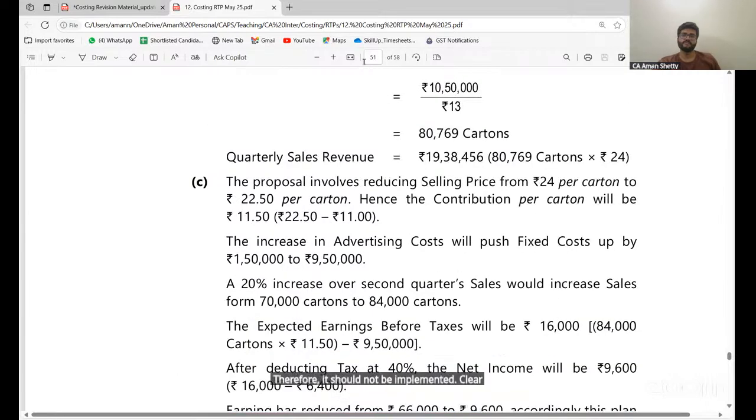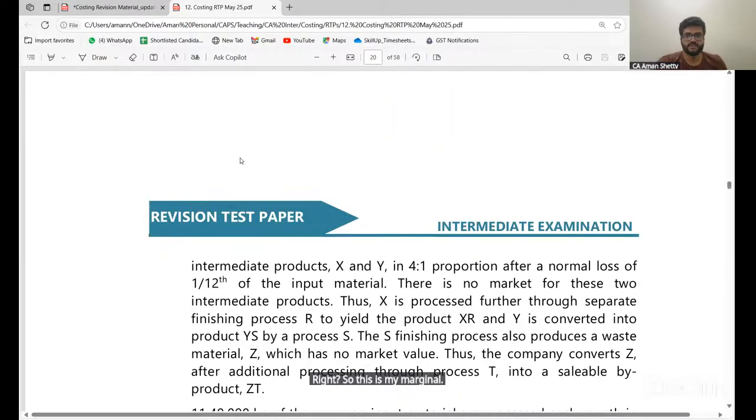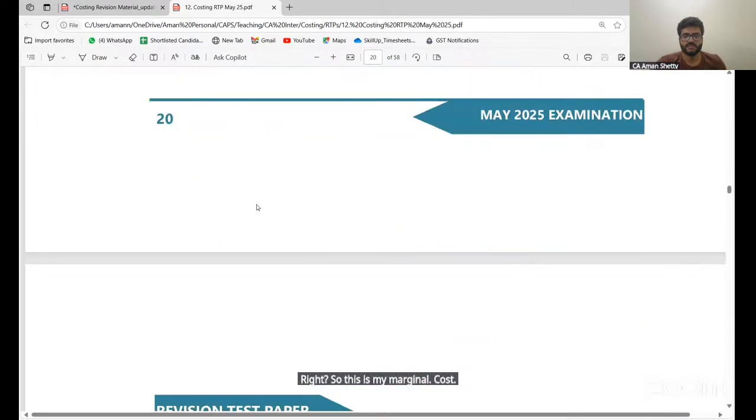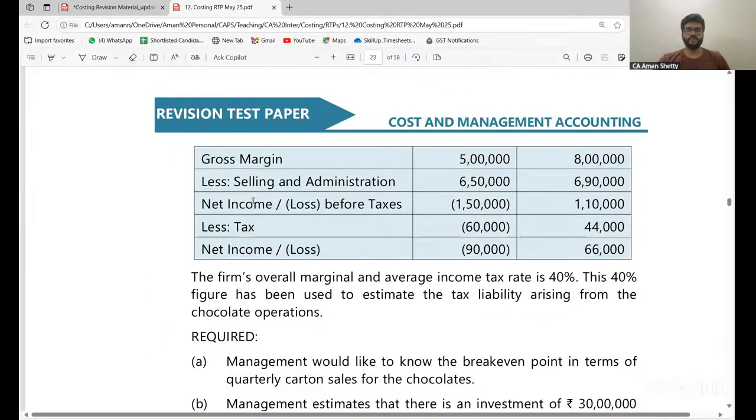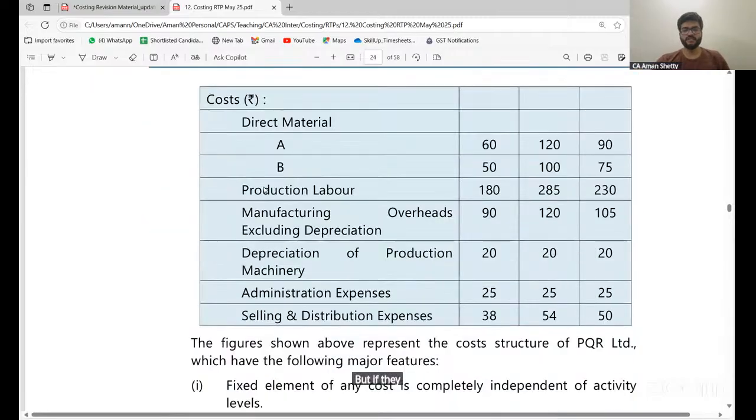Clear? So this is my marginal cost. Budgetary control I have not yet done.